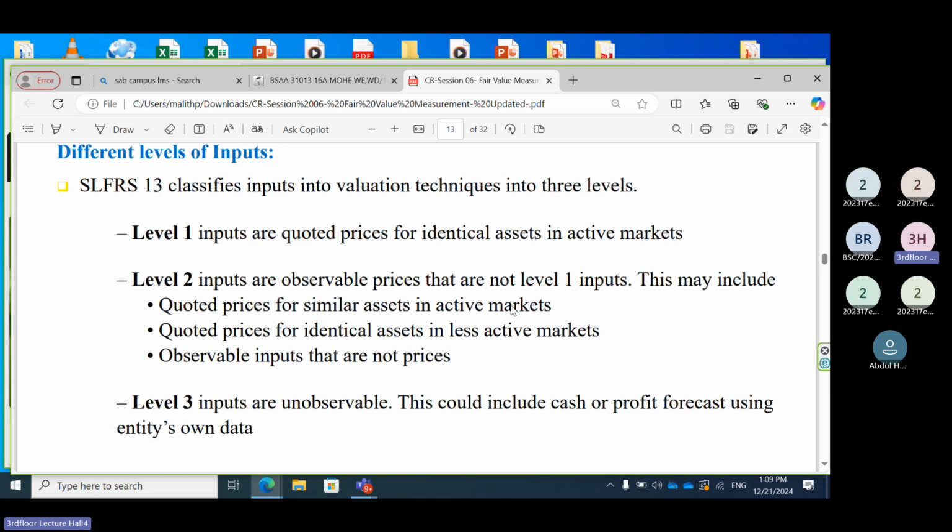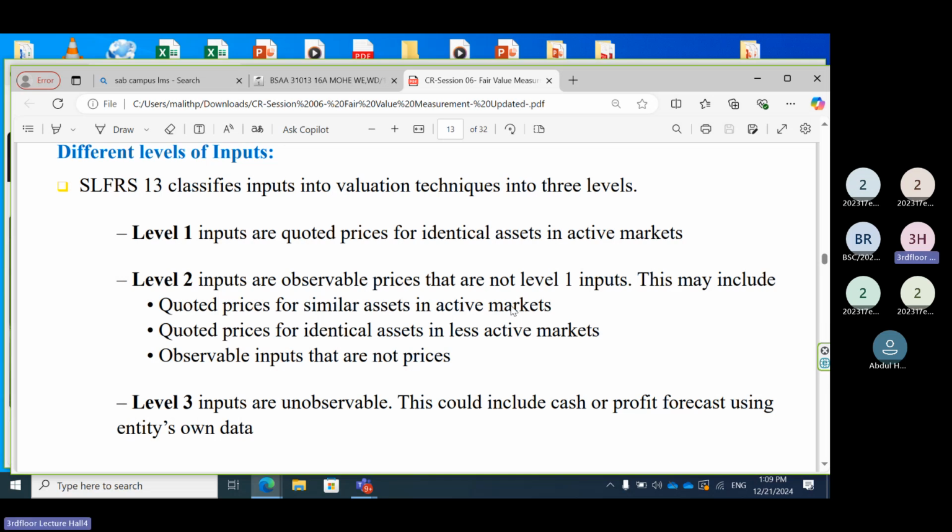If it is a market value, or a calculation, or an insight type of information, all those things will be considered for this classification. That's really important, right? Level 1, level 2, level 3. So in the Sri Lankan context, level 1 will be used only for the stock market. Other than that, we don't have active markets.